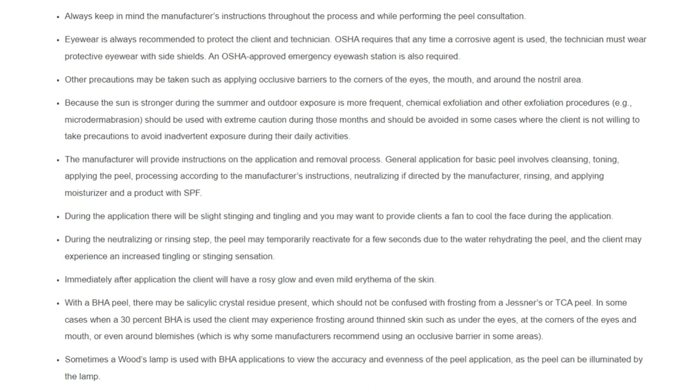With a BHA peel, there may be salicylic crystal residue present, which should not be confused with frosting from a Jessner's or TCA peel. In some cases, when a 30% BHA is used, the client may experience frosting around thin skin, such as under the eyes, at the corners of the eyes and mouth, or even around blemishes, which is why some manufacturers recommend using an occlusive barrier in some areas. Sometimes a Woods lamp is used with BHA applications to view the accuracy and evenness of the peel application, as the peel can be illuminated by the lamp.